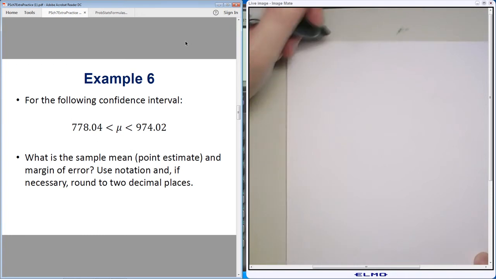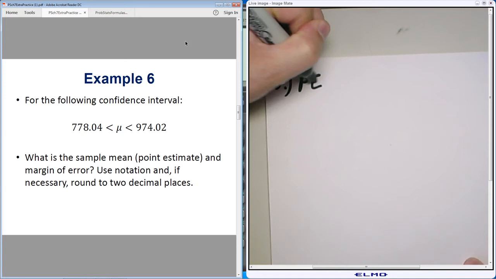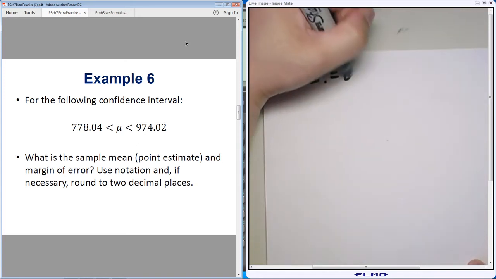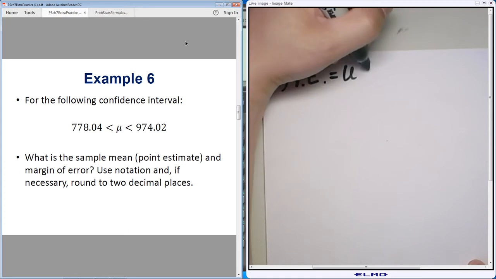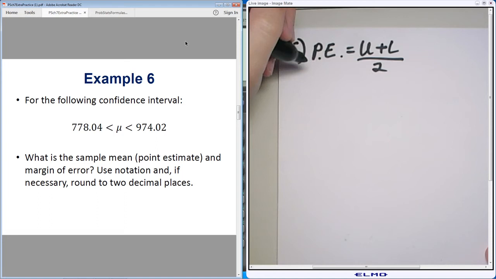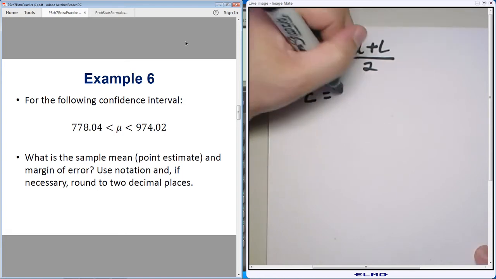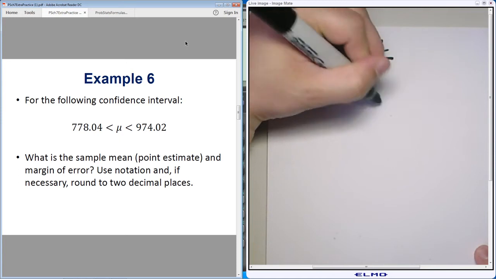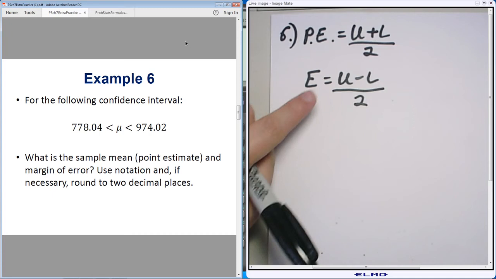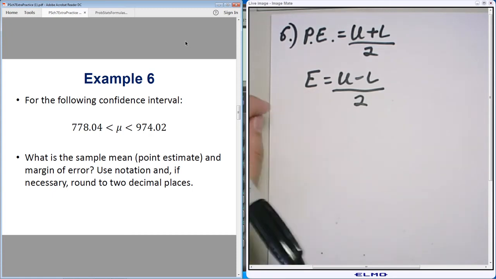Okay. The way we can do this is by a couple of quick formulas. The point estimate can be found by taking the upper number, I'm going to use U for upper, adding the lower number and dividing by 2. It's the number in the middle. The margin of error, that's E as notation, is found by taking the upper number and subtracting the lower number and then dividing that amount by 2. That's half the distance of the interval, or the distance between the middle and the ends.